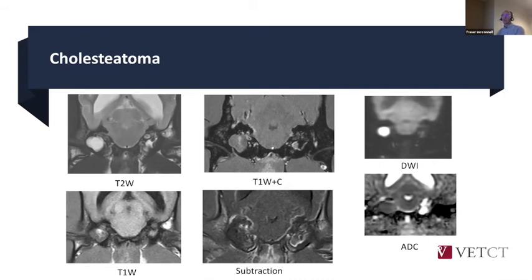So this is one example whereby we might want to use a turbo spin echo diffusion-weighted image because it's less susceptible to artifacts in the middle ear. So this would be, again, something which we might choose to do if we have it available.